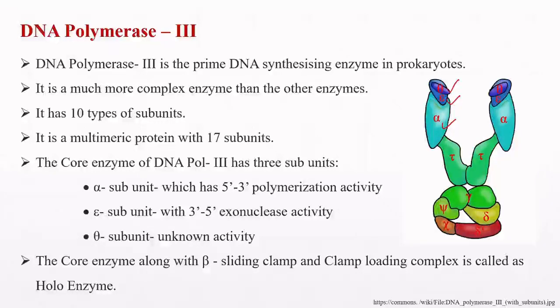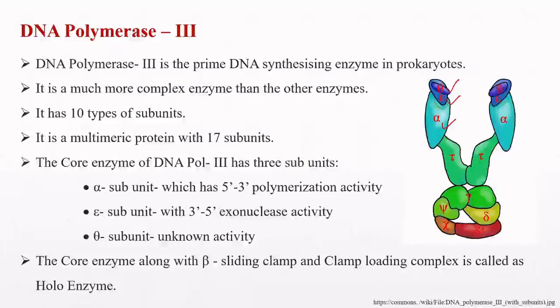The alpha subunit has 5' to 3' polymerization activity for DNA synthesis. The epsilon subunit has 3' to 5' exonuclease activity, that is for proofreading, and the theta subunit has unknown activity. So DNA polymerase III also has two activities, polymerization and proofreading activity. But the 5' to 3' exonuclease activity is present only in DNA polymerase I but not in DNA polymerase II or III.